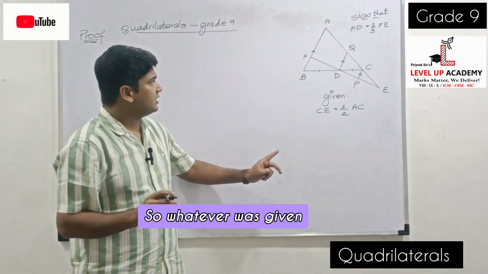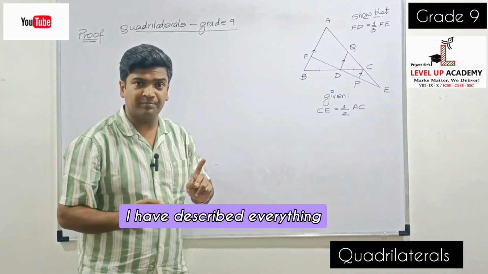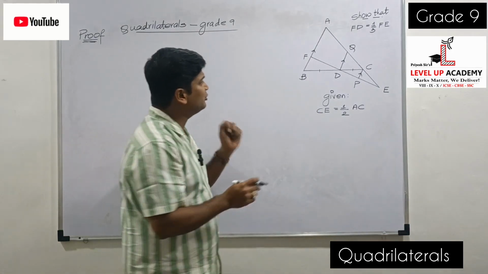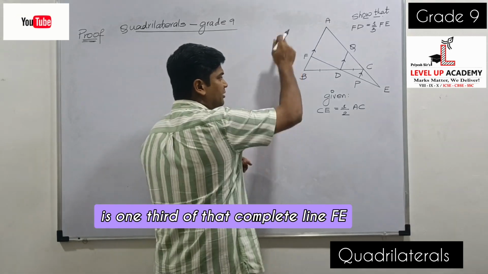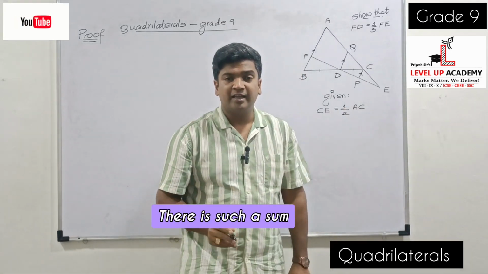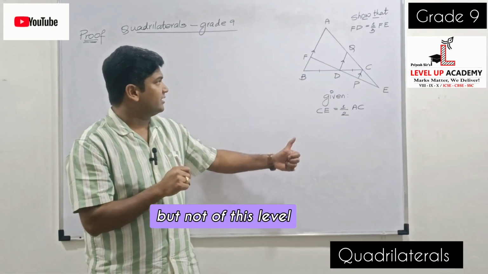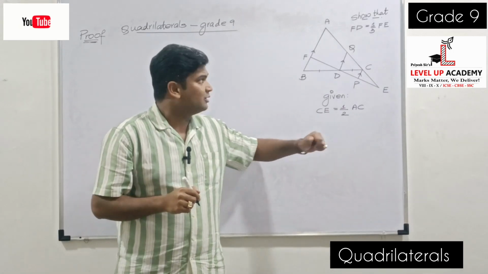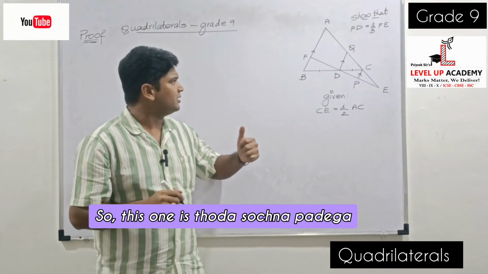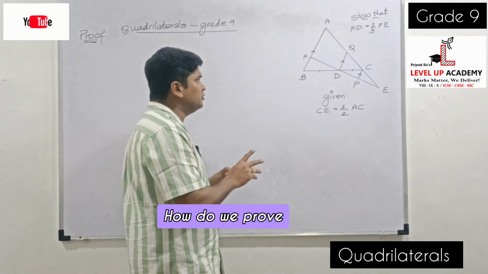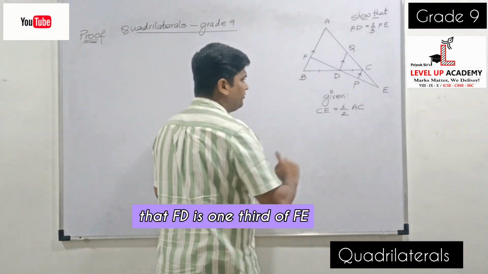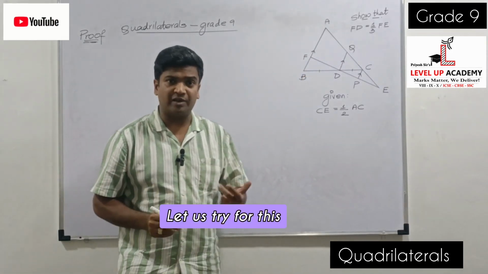So जो भी given था वो मैंने सब describe कर लिया. Proof क्या करना है बेटा? Proof that FD is 1/3 of that complete line FE. ऐसा एक sum है but not of this level. उसका level is little simple. So this one is थोड़ा सोचना पड़ेगा. How do we prove that FD is 1/3 of FE? Let us try for this.